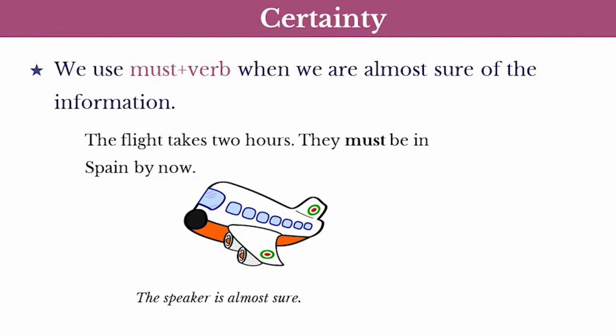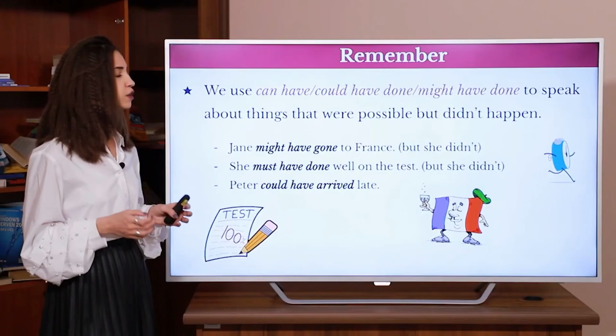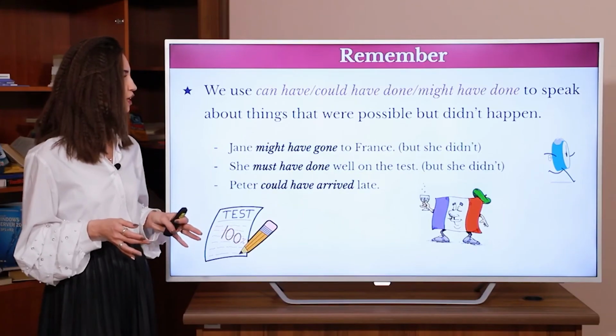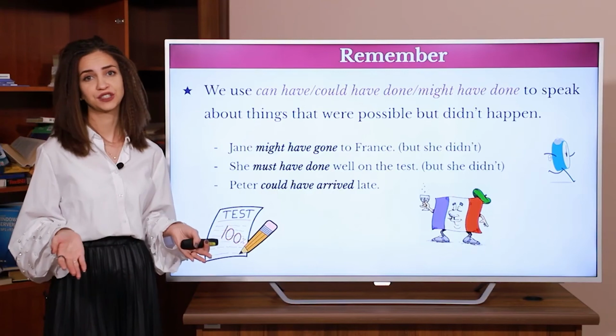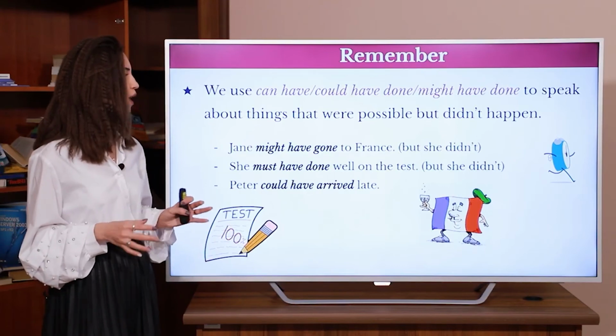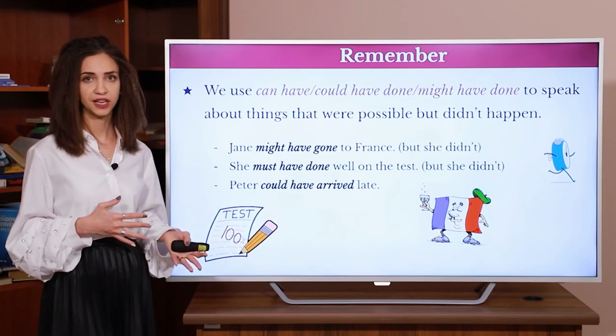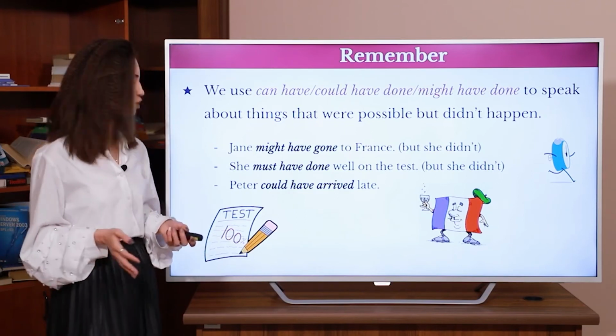The flight takes 2 hours. They must be in Spain by now. The speaker is almost sure. So, dear friends, we should remember that we use could have done, might have done to speak about things that were possible but didn't happen. Jane might have gone to France, but she didn't. She must have done well on the test, but she didn't. Peter could have arrived late, but he didn't.